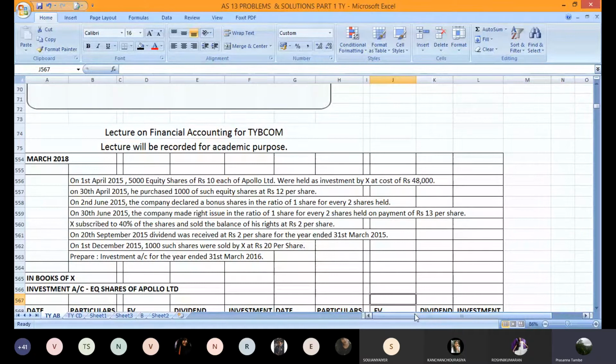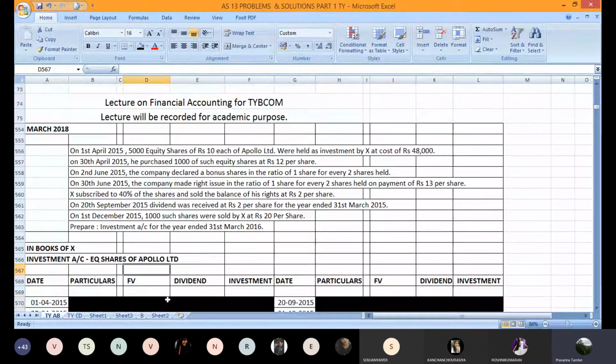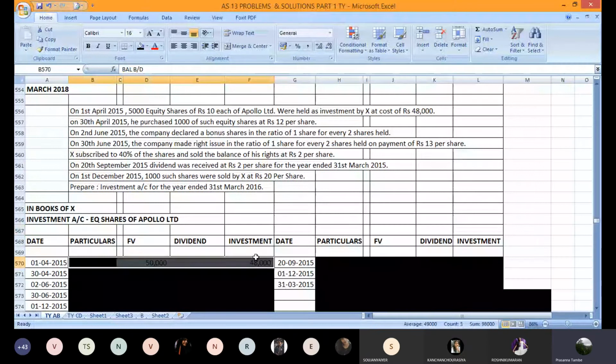1st April 2015, 5,000 equity shares. Face value is 10 rupees per share, so the aggregate face value will be 50,000 and the cost is 48,000. Come to the ledger, 1/4/15. We have the opening balance. Face value is 50,000 and investment cost is 48,000 rupees.